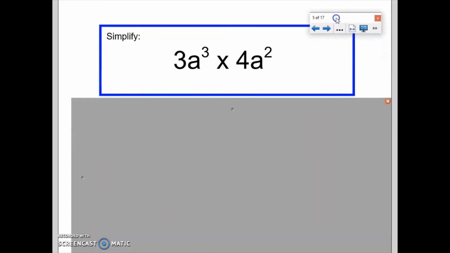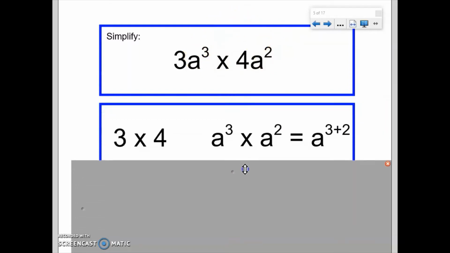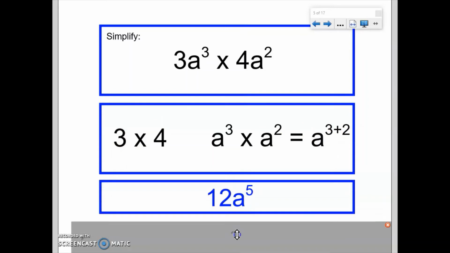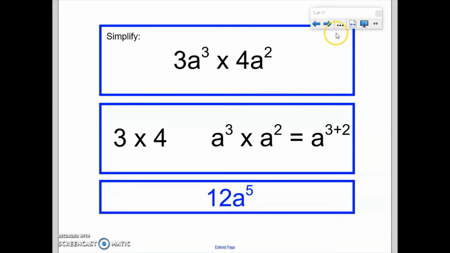Okay, welcome back. So first of all, I'm going to multiply the 3 times the 4, which is going to give me 12. a cubed times a squared. I'm going to add the indices to get a to the power of 5. So that is essentially the working out. That is what I'm doing in my head. This calculation for the numbers and this calculation for the base letter a. Then I'm going to put my two answers together. 12a to the power of 5.